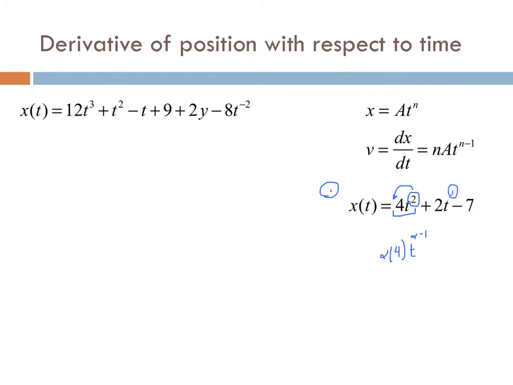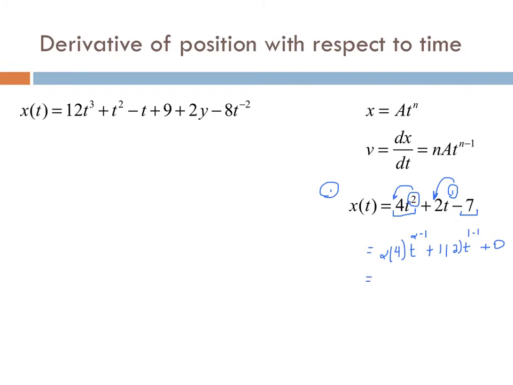Same thing over here. We have 1 as your exponent. Bring that down to the front. That becomes 1 times 2 times t to the 1 minus 1 power. And then for the last part, we have a constant, so that's plus 0. Anytime we take the derivative of a constant, it is simply 0.